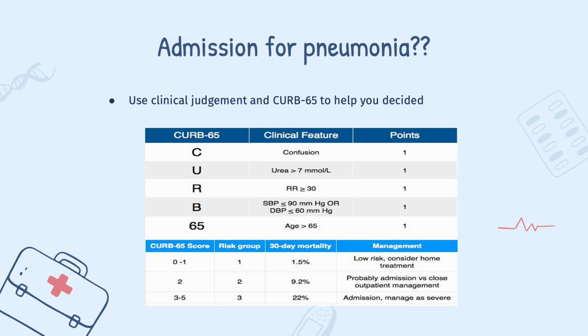So those patients who have a CURB score of 3 to 5, really important to admit those patients. Those that are kind of in the middle there at 2, probable admission versus close outpatient management. So those are always the tricky questions to ask, and I would make the determination on, do they have somebody at home? Are they responsible? And do you trust that they're going to come in when they get into trouble?